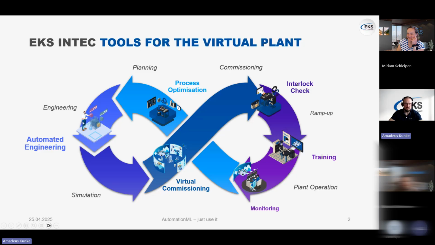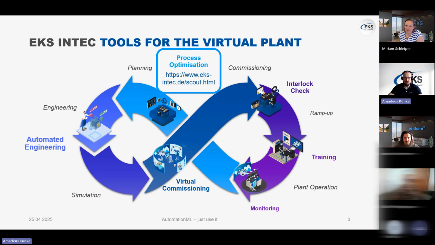You see these colored themes on the side marking the big things we are doing at EKS. One part is really doing the engineering, but on our side we currently work mostly on the other side: process optimization, virtual commissioning as a big topic, analysis topics like interlock check and monitoring, and also providing training for these plants in virtual models. So we are nearly everywhere on the cycle. Today we want to focus on the process optimization that we want to present to you. There's also a link to the tool we are using, in case you are interested.